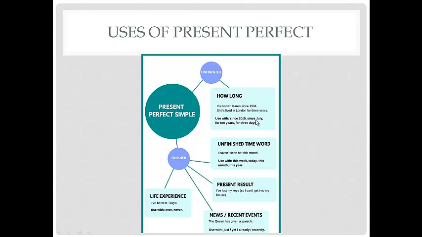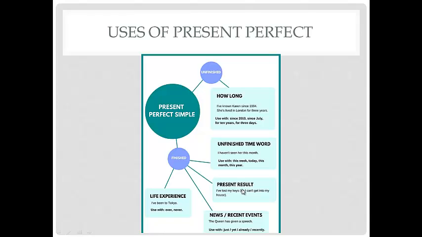So it is more used with dates, right? For ten years. Those are things that are like a process, a period of time in which you've been doing something, or you've done something like living in a place. Unfinished time: something you haven't done in a period of time. For example, I haven't seen her this month. I haven't seen her this week. I haven't seen her today, right? Present result: I've lost my keys, so I can't get into my house, right?